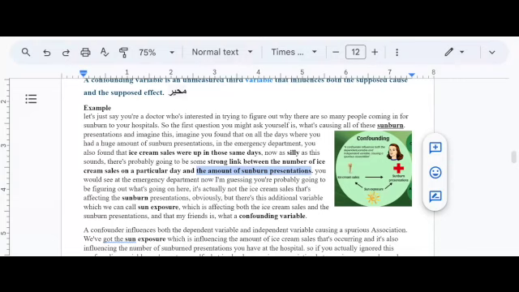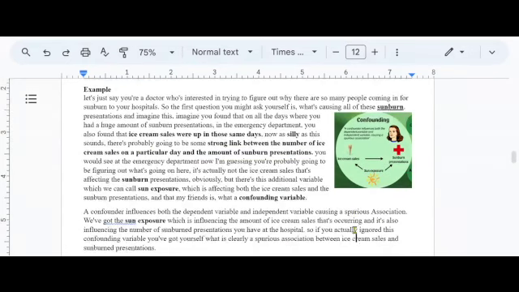Sunburn. Sun exposure. Well, ice cream. Waiting outside is the variable. Here, is it the confounding variable? Is it the sunburn? Is it the sun, or the ice cream? The sun. Okay. You are saying the sun, right? Naila, continue.